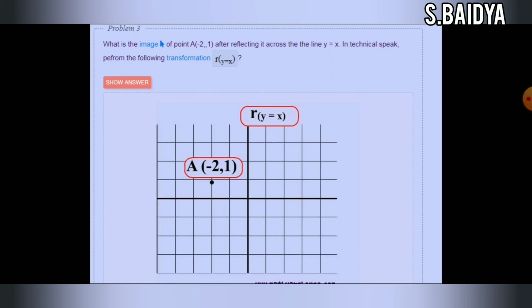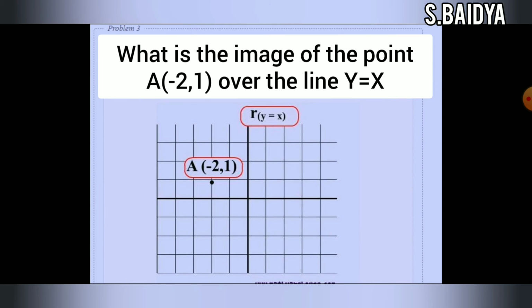Next we are moving to the problem 3. What is the image of the point A (minus 2, 1) over the line y is equal to x? Here you know the rule that when a point (a, b) is reflected through the line y equal to x, then the abscissa and the ordinate will be interchanged when we get the image of that point. Then here the answer will be (1, minus 2).